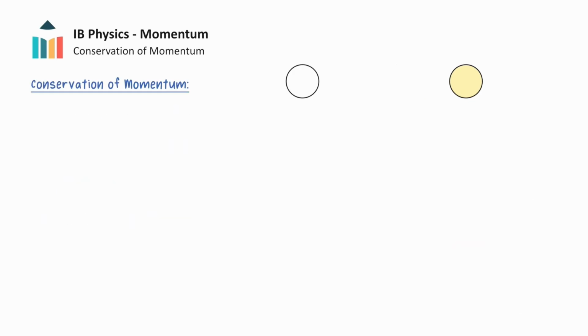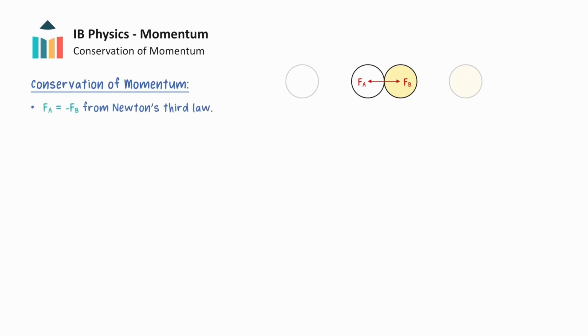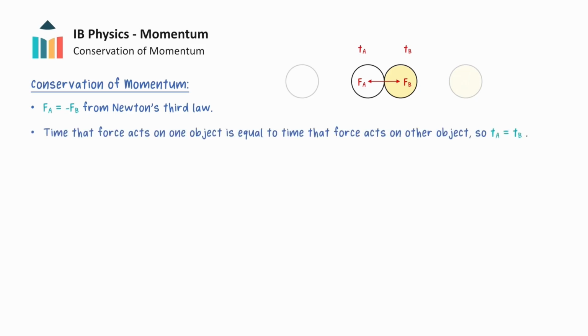Momentum is particularly important in situations where we have two or more bodies that interact. Consider two objects that interact with each other but not with anything else. At the point of interaction, each object exerts a force on the other, and from Newton's third law of motion, the two forces are equal in magnitude and opposite in direction. The times in which these forces act on each other must also be equal to one another.